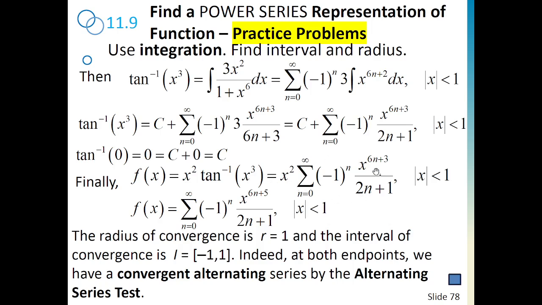So x squared times this. So the power on x will increase to 6n plus 5. So there is nothing special there. Now the last piece is to see if the equality holds also for the endpoints.